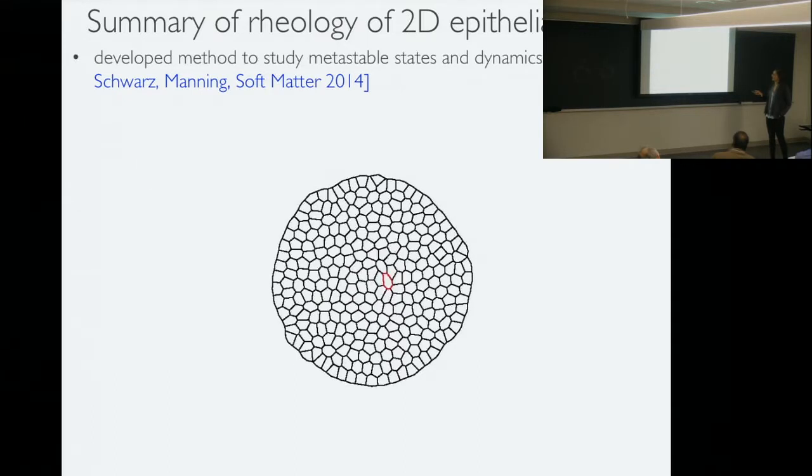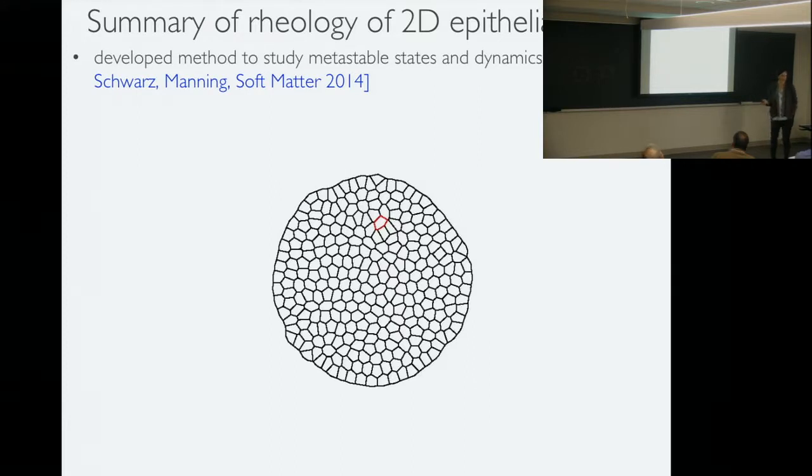So this is a video of a simulation where we've had this one cell execute a series of cell rearrangements. So this is just a single cell perturbation, but it looks like it's migrating. It's not, that's just a calculation we're doing to calculate energy barriers between states.